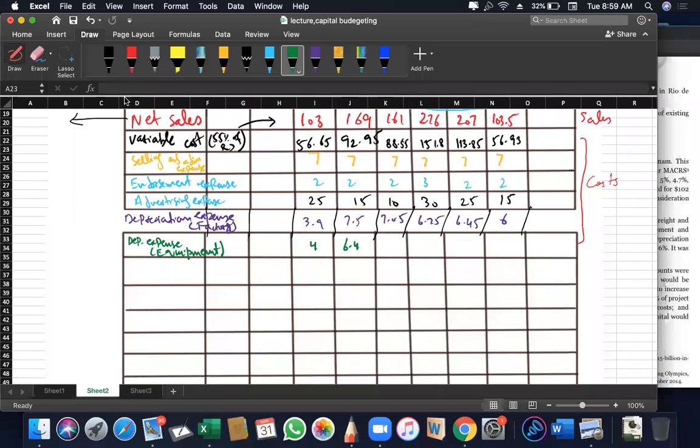6.4, 3.8, 2.4, 2.2, and 1.2. So till this point, my cost part is also completed. I have to make some amendment here.